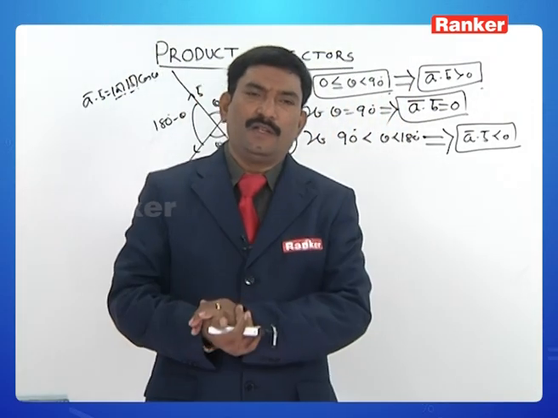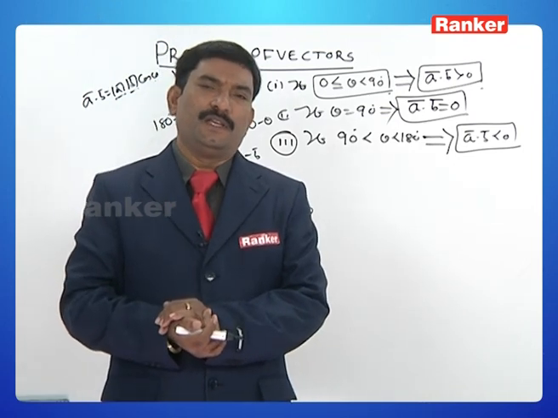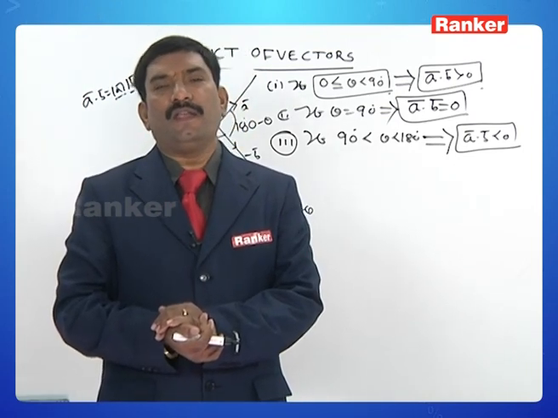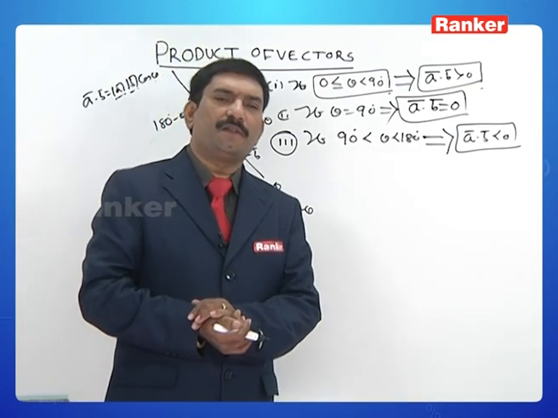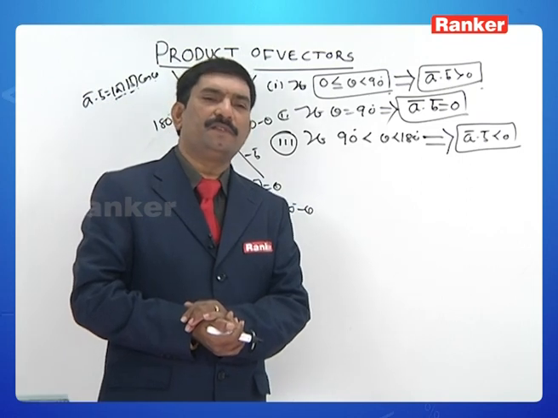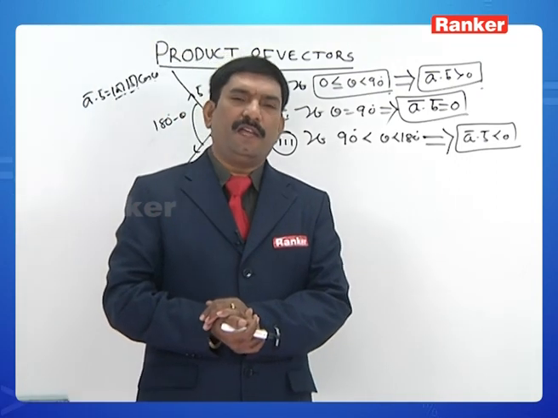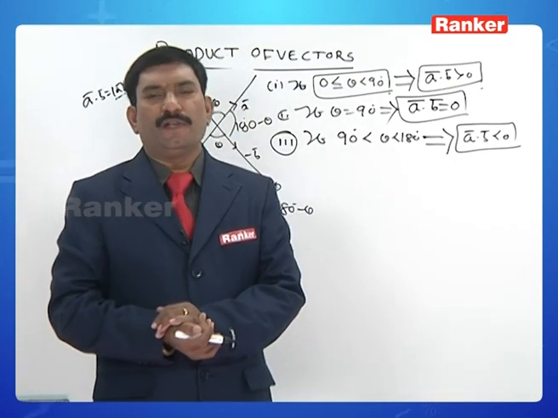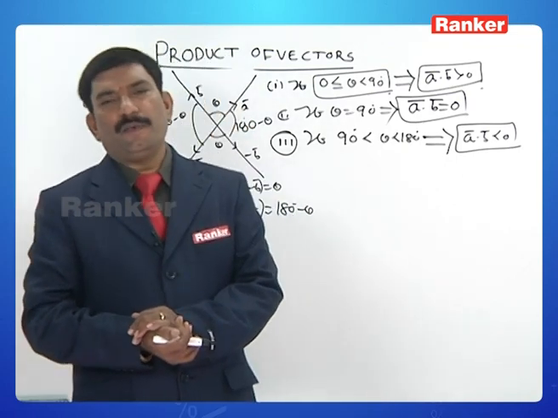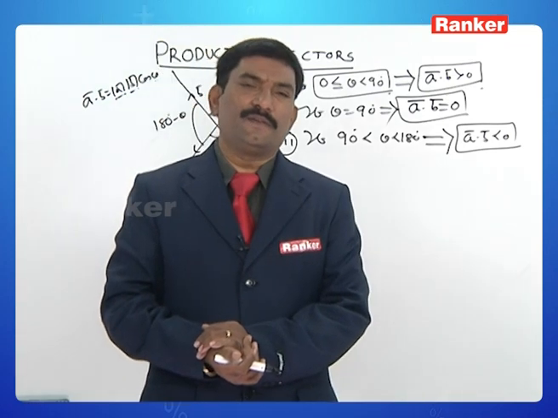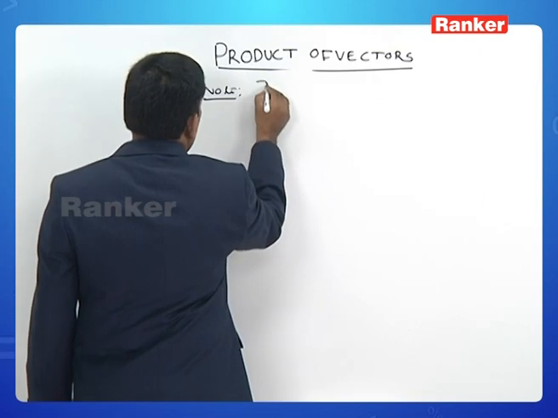So, hereafter, if the angle between the two vectors A bar and B bar is acute, then you can take A dot B greater than 0. If theta is equal to 90, then A bar dot B bar is equal to 0, meaning they are perpendicular. If theta lies between 90 and 180, it is an obtuse angle, and we can write A bar dot B bar as less than 0. Right.